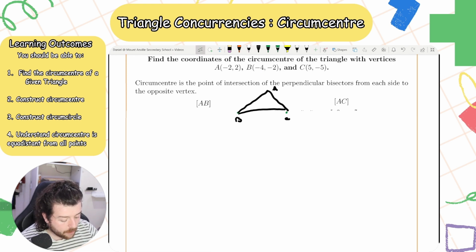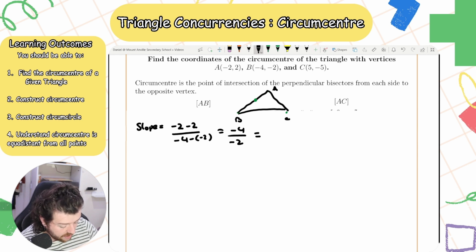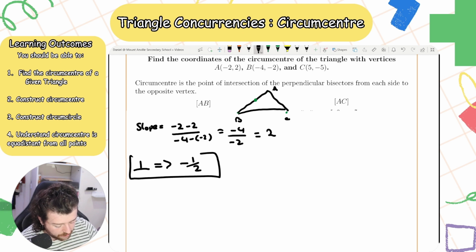So I need to find the perpendicular bisector of AB. I first need to find the midpoint, the point that splits this line in two, and then I also need to find the perpendicular slope. So for AB, the slope is equal to -2 over -4 minus negative 2, which is -4 over -4 plus 2, which is -2 on the bottom. That is going to give me 2. So my perpendicular slope is going to be -1/2.